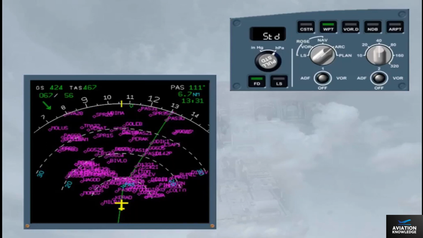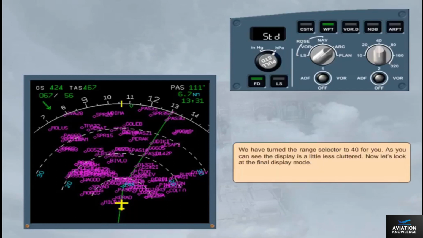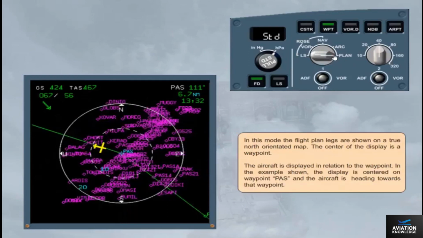Now, let's look at the final display mode. Select Plan Mode. In this mode, the flight plan legs are shown on a true north-orientated map. The center of the display is a waypoint. The aircraft is displayed in relation to the waypoint. In the example shown, the display is centered on waypoint Papa Alpha Sierra, and the aircraft is heading towards that waypoint.